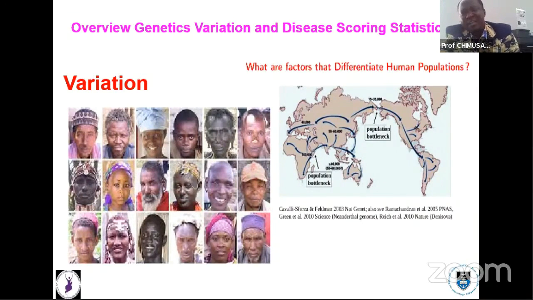So what is variation? As we can see in this picture, when you look around you, we are completely different. Even within our family, we look different: different skin color, different type of hair, short and tall. And then we may ask the question, what caused these variations? Those variations can be in terms of disease and allergy. We have different allergies, we have different diseases.